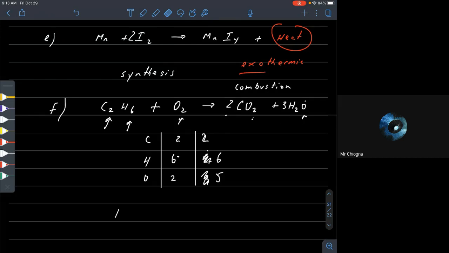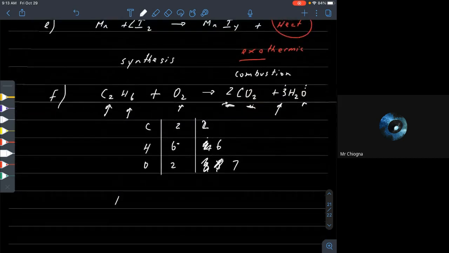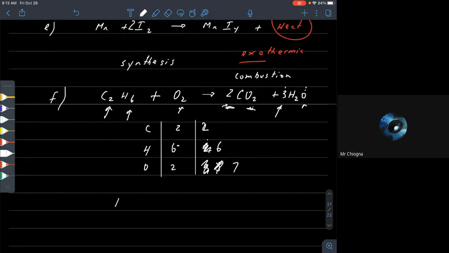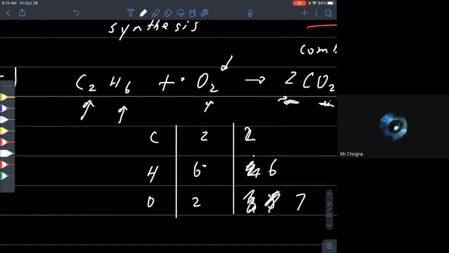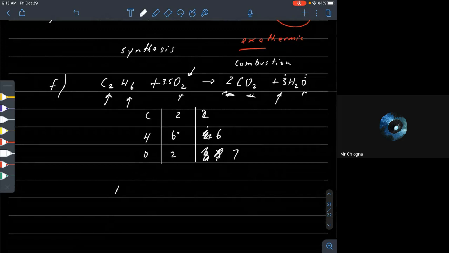Does this coefficient affect anything else other than the hydrogen? Yeah, 3 times 1 is 3, plus the 4 here, 7. What times 2 is equal to 7? 3.5. You can't have 3.5 molecules. So what's the trick?